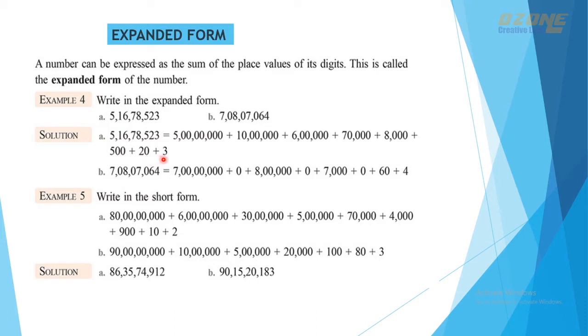The same pattern applies for the second number also. Wherever 0 comes we can just denote it as 0 itself, or if you skip the place also, no problem. Next, write in the short form. Expanded form is given, and we need to write the numbers in short form. In that, just go through question B.